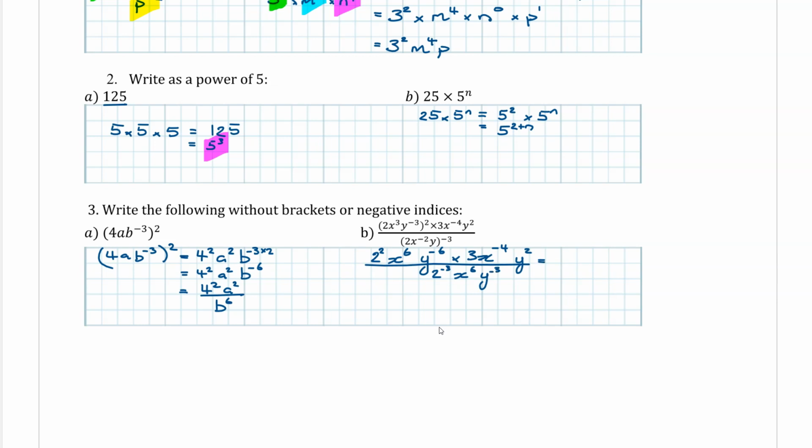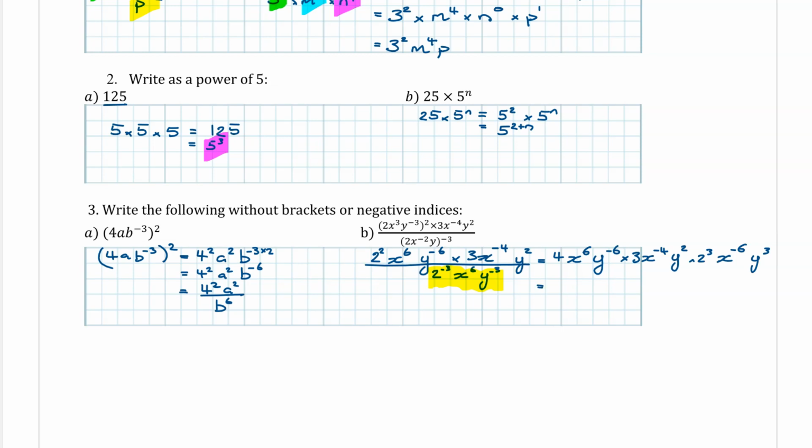Now rewriting all of this as not a fraction, the 2 to the power of 2 will become 4 x to the 6, y to the negative 6 times 3x to the negative 4 y squared. Then we're going to take these factors down in the denominator and move them upstairs. So 2 to the negative 3 is going to become 2 to the 3. Then x to the 6 is going to be x to the negative 6, and y to the negative 3 is going to be y to the 3.